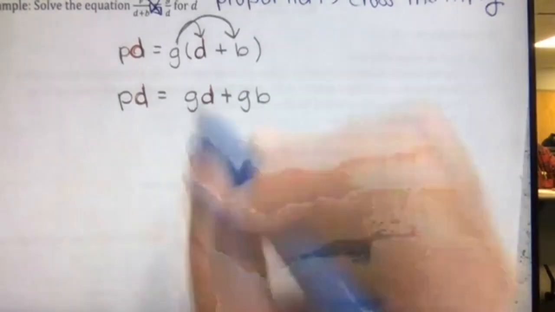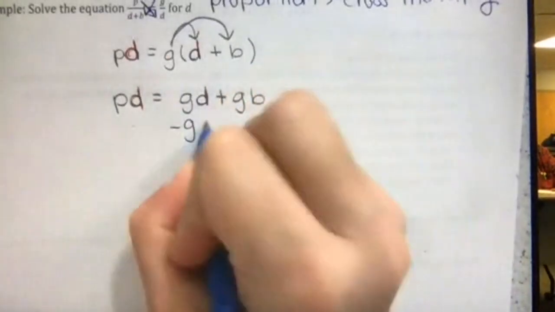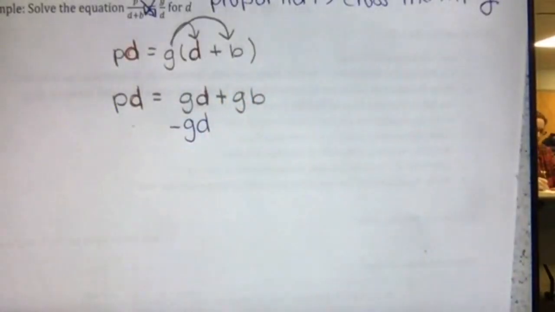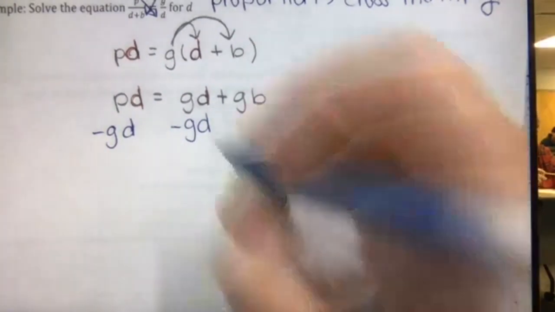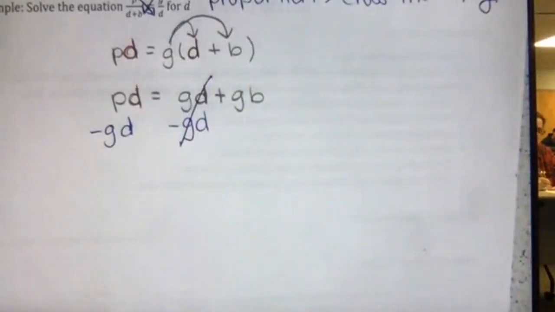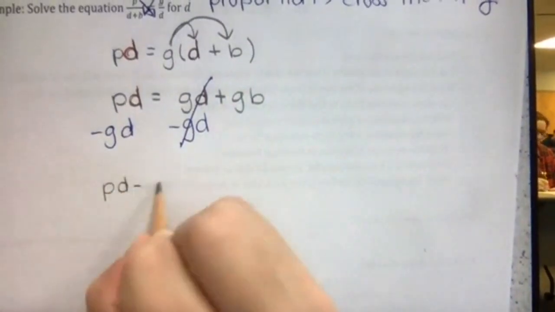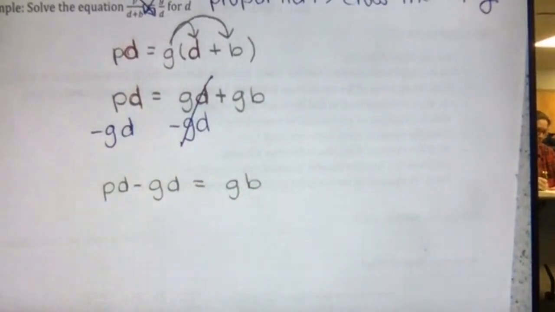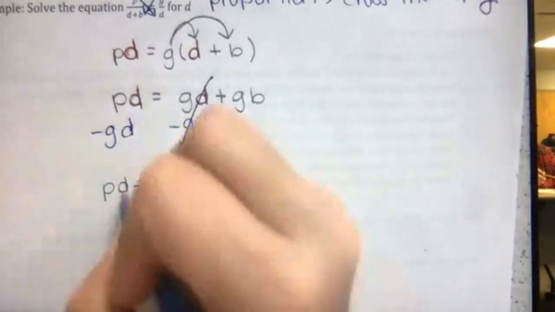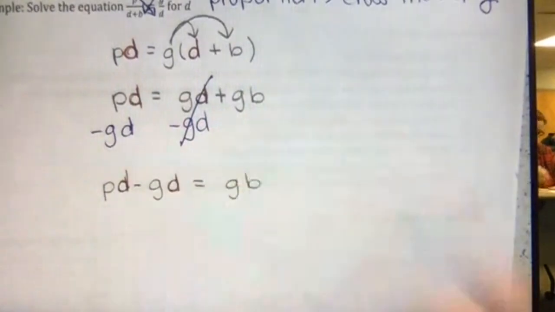So to move this GD to the other side, I could subtract GD from both sides. I wish I picked different letters because I don't like saying GD all the time, but that's the problem. We're canceling those out. So PD minus GD equals GB. So at least now we have the D's on the same side.